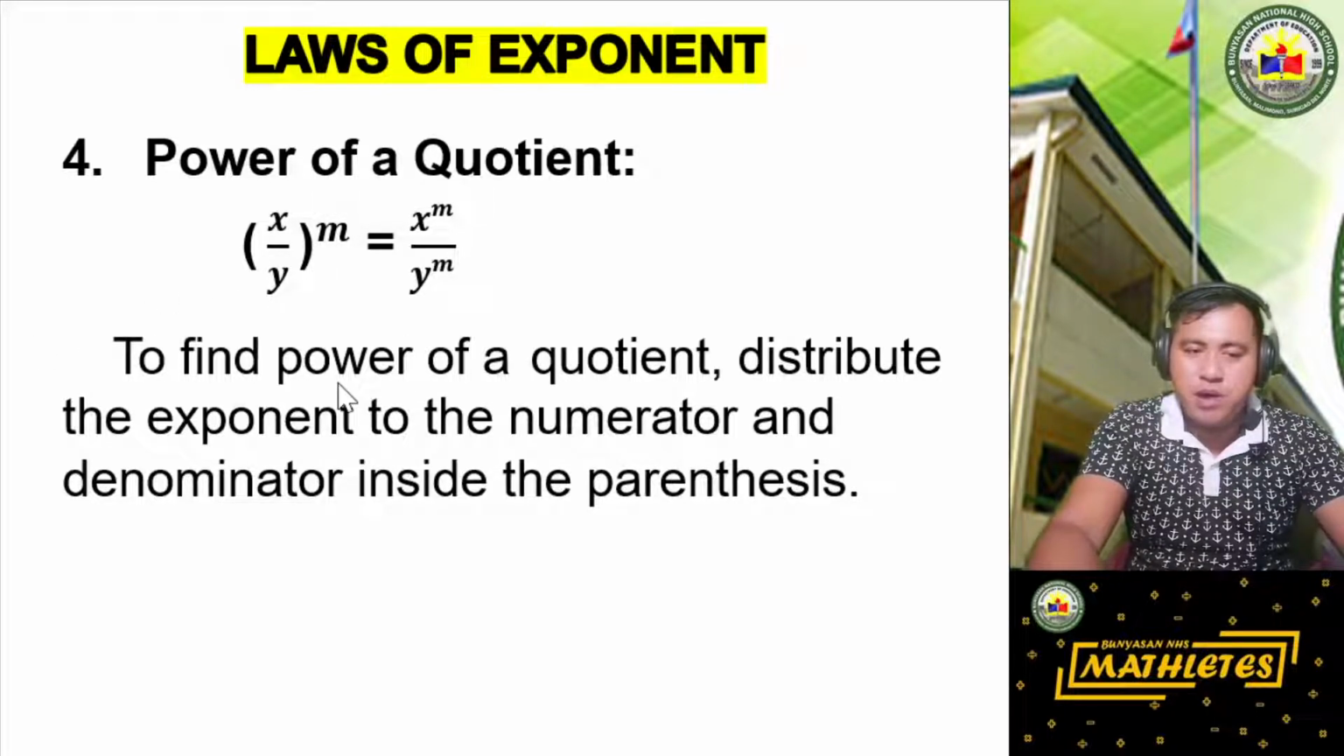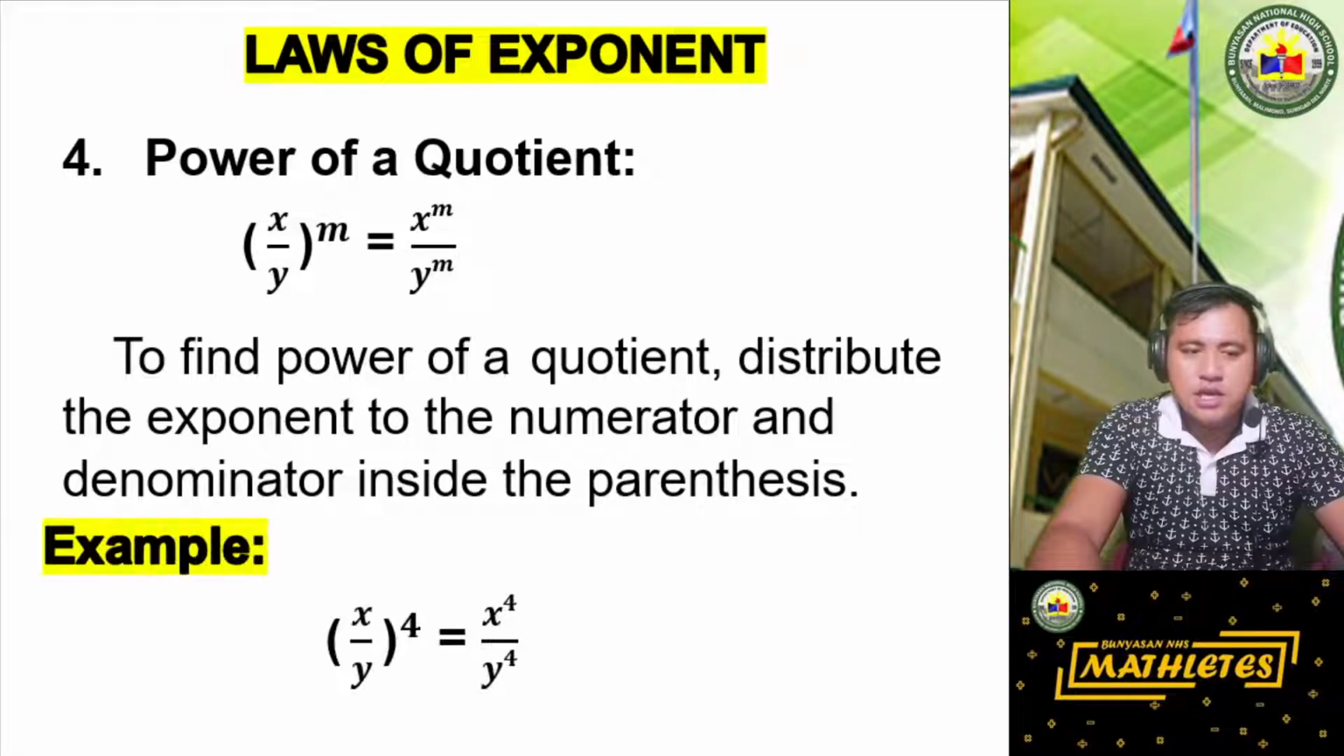To find the power of a quotient, distribute the exponent to the numerator and denominator inside the parentheses. So, for example, you have x over y to the power of 4 is equal to, distribute the exponent 4 to both numerator and denominator, so that is x to the power of 4 over y to the power of 4.